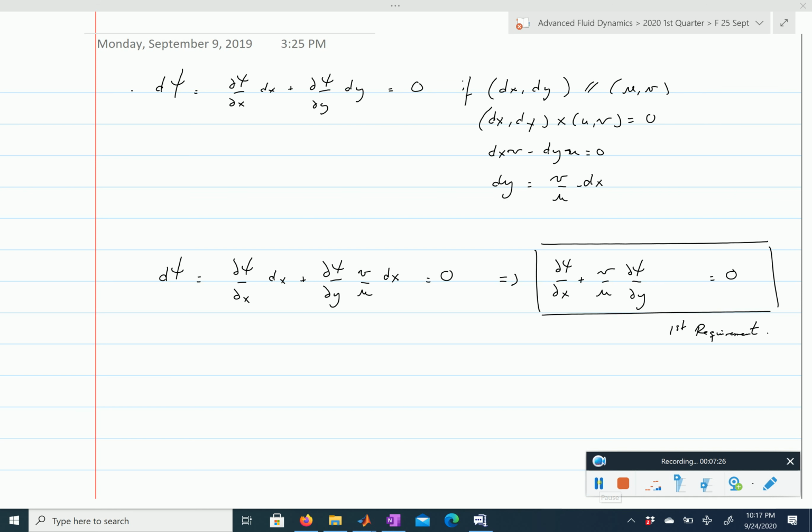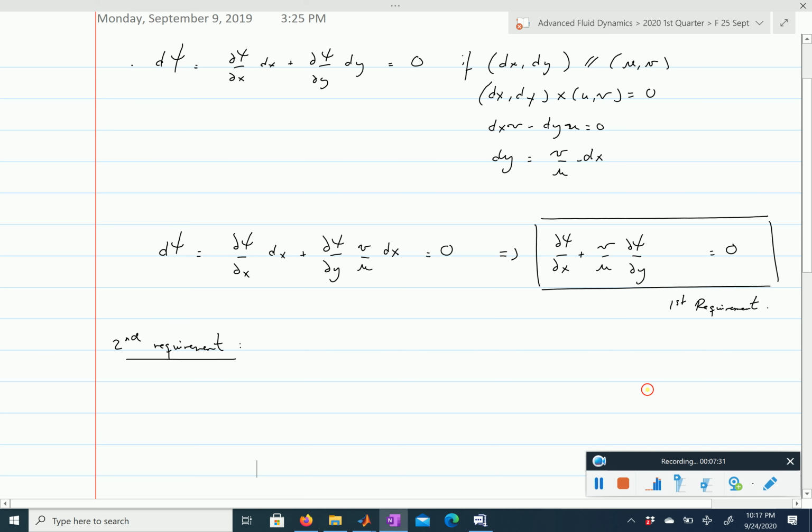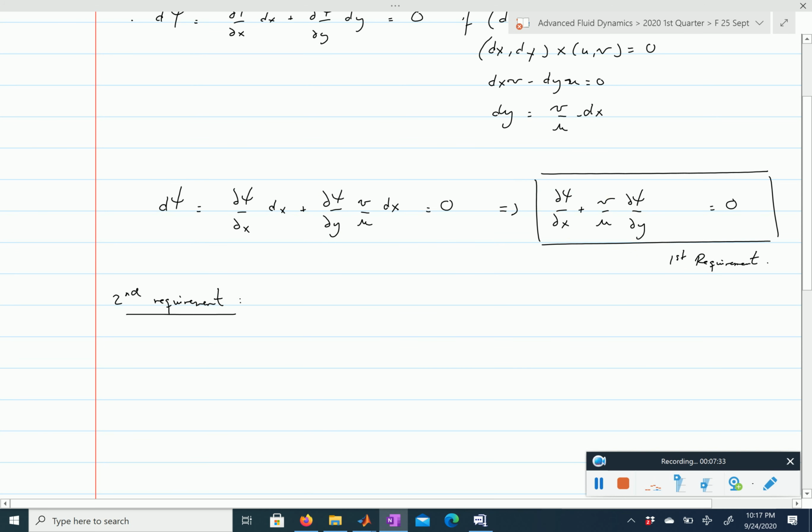Okay, and our second requirement is simple. You see here that we are going to define a function based on its partial derivatives, and if psi is a function of two variables, then the partial derivatives, partial psi partial x and partial psi partial y, need to satisfy the following equation that you may remember from your multivariable calculus. The cross derivatives have to be equal, otherwise you cannot define psi as a function.